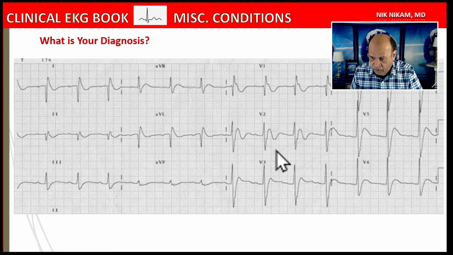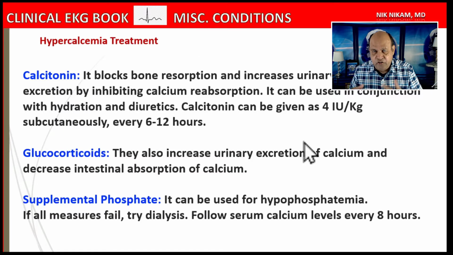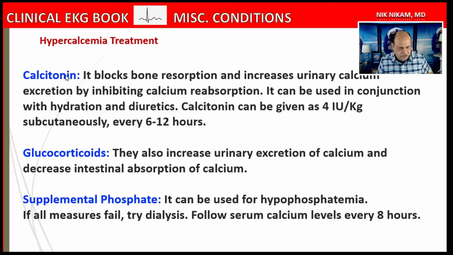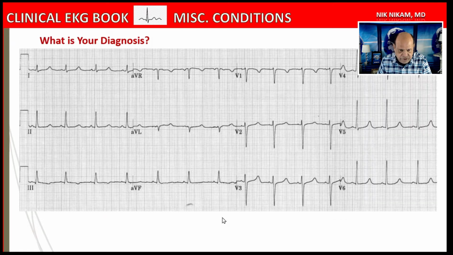The treatment options available for hypercalcemia include calcitonin, glucocorticoids, supplemental phosphate. It is important to know some basic things about treatment of hypercalcemia, because the questions may be intermingled with EKG changes, clinical findings, and treatment as such. So let us move on, and here is a tracing.